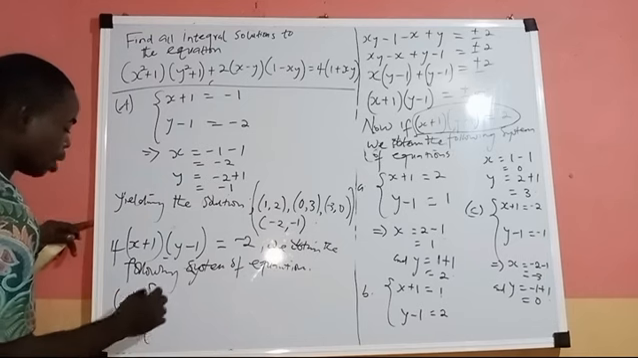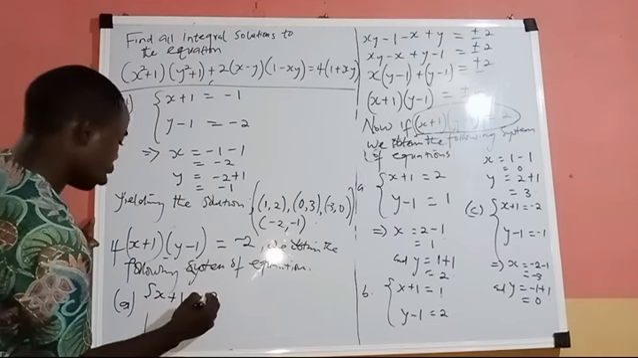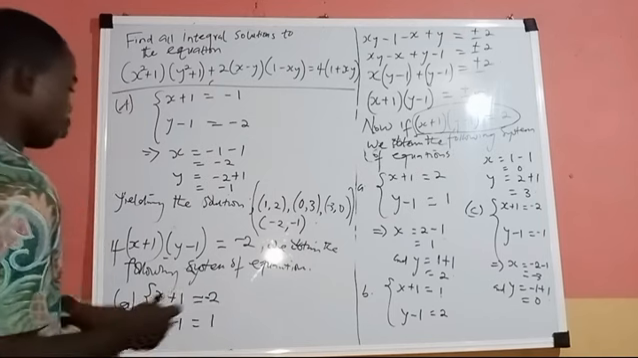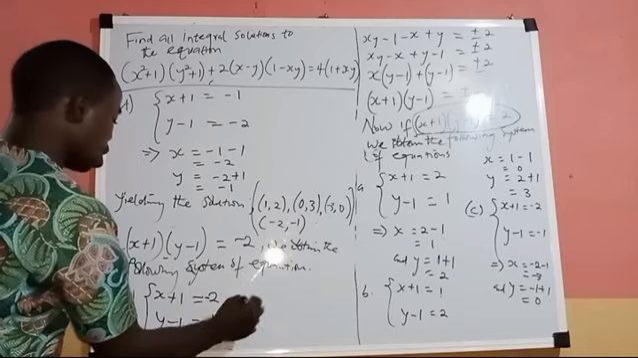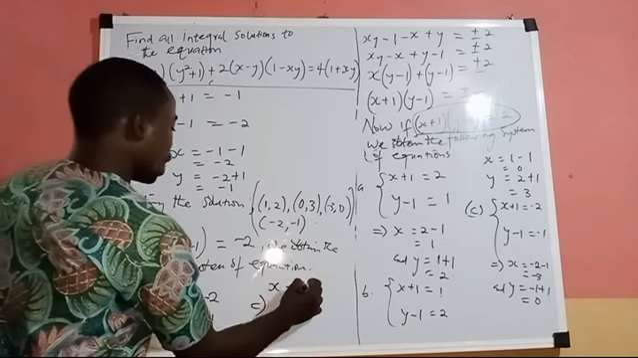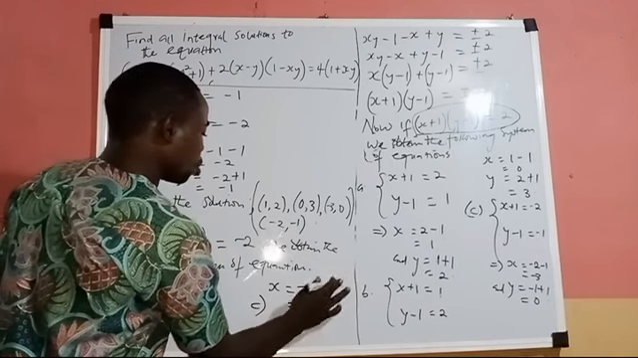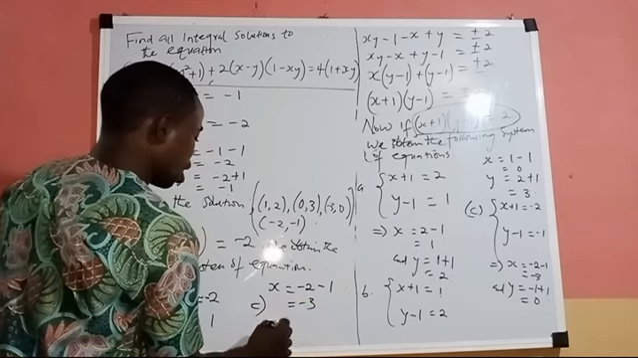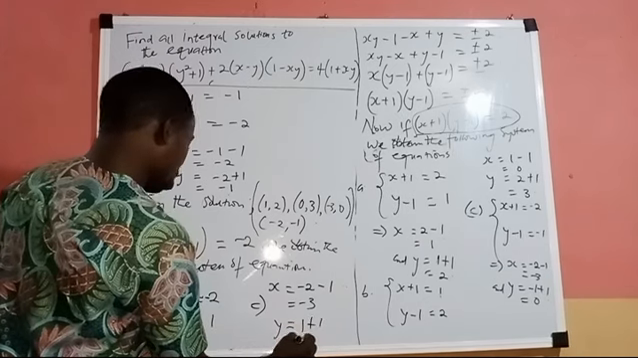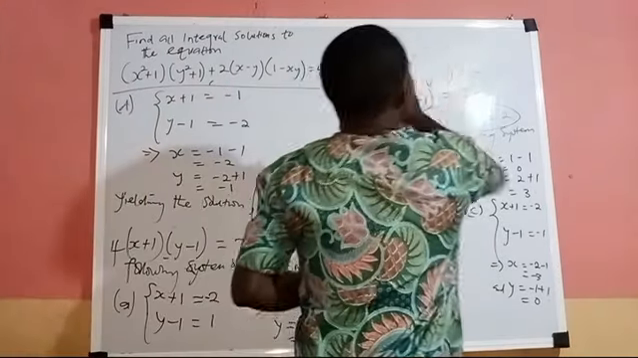For A, we have that our x + 1 should be equal to -2, and then our y - 1 will be equal to 1. Of course, -2 times 1 will still give us -2. And so if that's the case, this implies that our x will be equal to -2 - 1, which gives us -3, and then our y will be equal to 1 + 1, which gives us 2. Okay, so that's the first case we have.